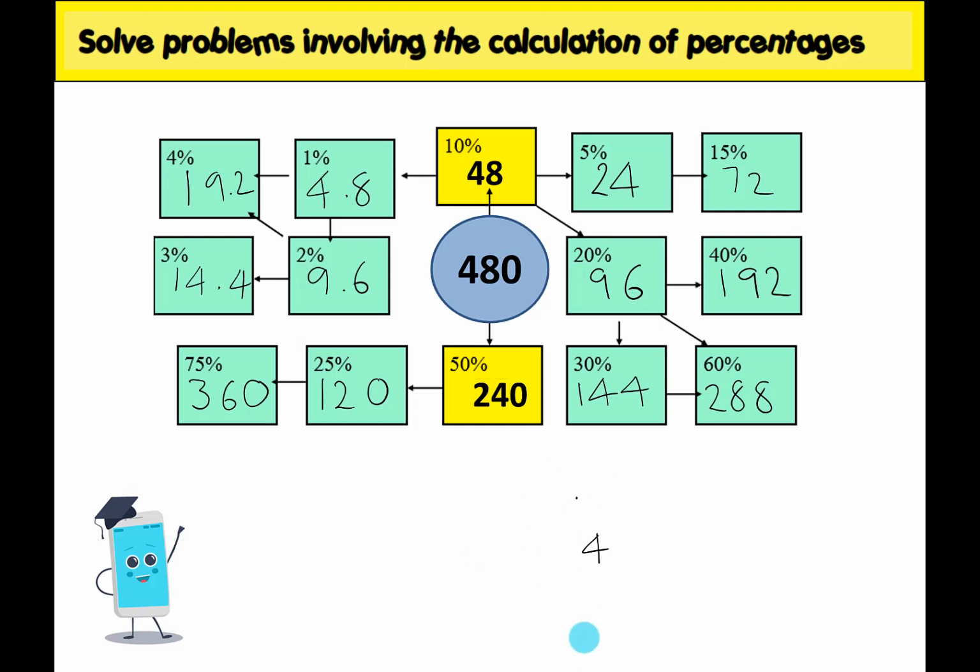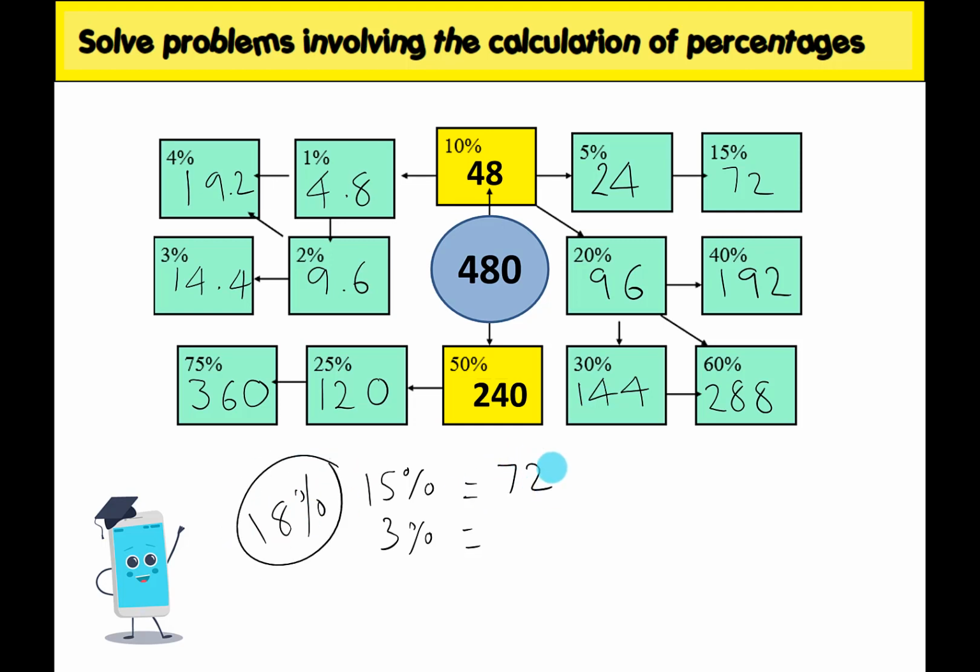Now on your worksheet, you've got a similar activity to do with a different number, and then down the side you have percentages that you need to find. So for example, if I was asked to find 18%, I would use what clues I've got. So I'd maybe find my 15% and then my 3%. My 15% is 72, my 3% is 14.4. I would then add these up.